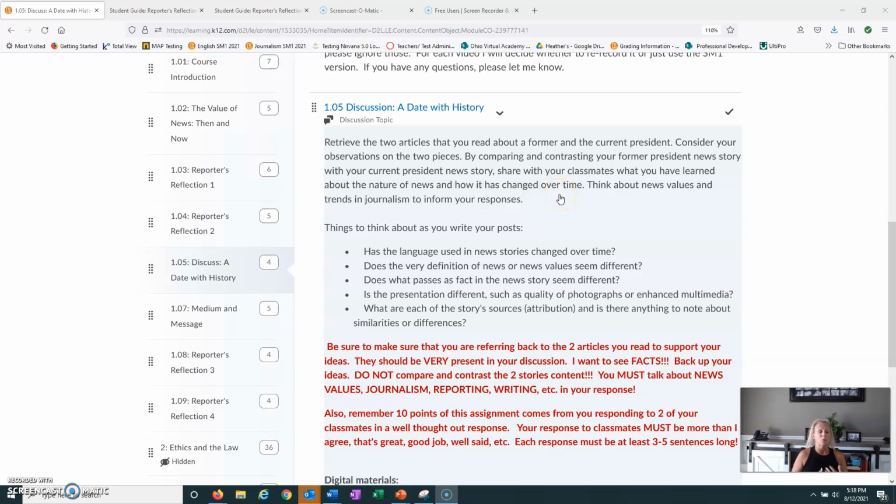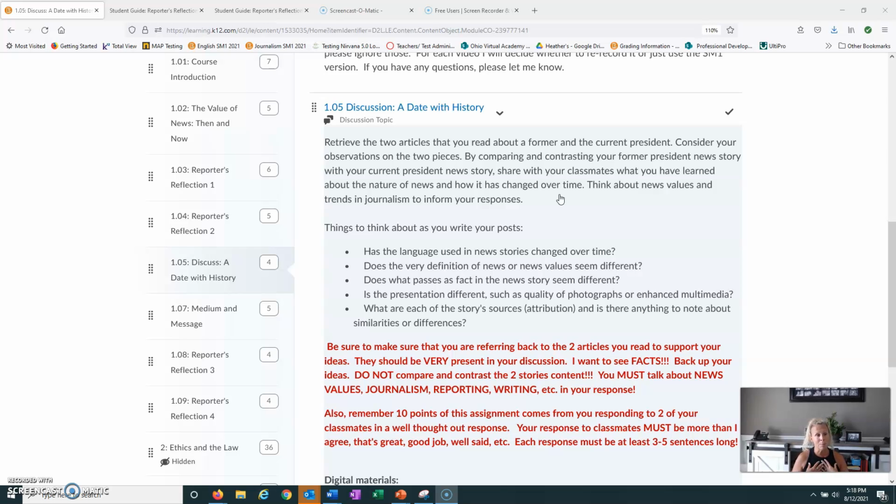Okay, so this is what I want to make very clear about this assignment. What you're not doing is comparing and contrasting the two presidents. That's not what you're doing. What you're comparing and contrasting is how the news was written.